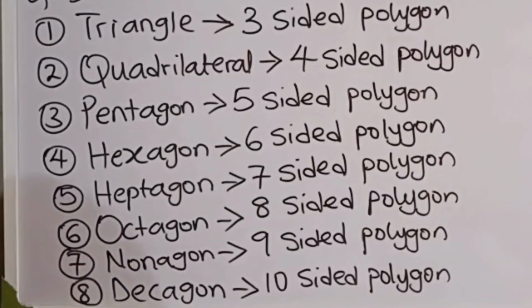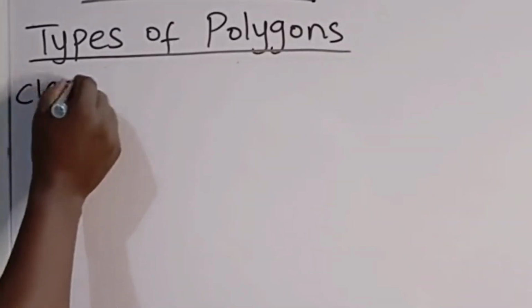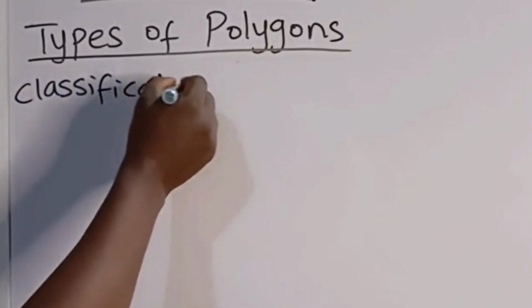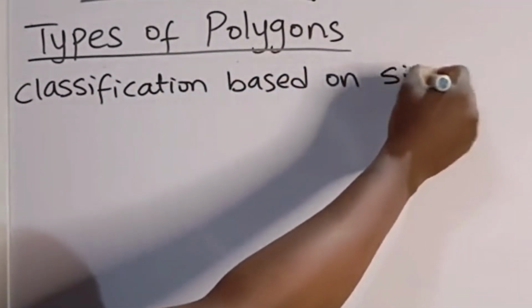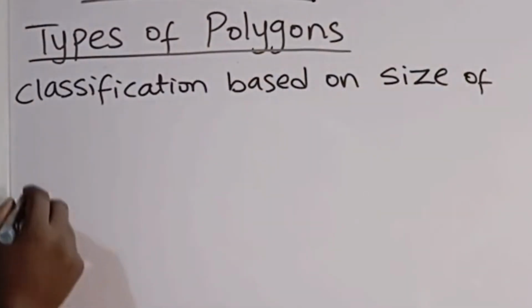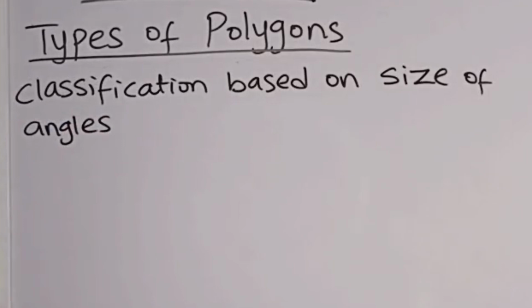So apart from classifying polygons based on the number of sides, you can also classify polygons based on the size of their angles. So let's classify polygons in the other way, based on the size of their angles.